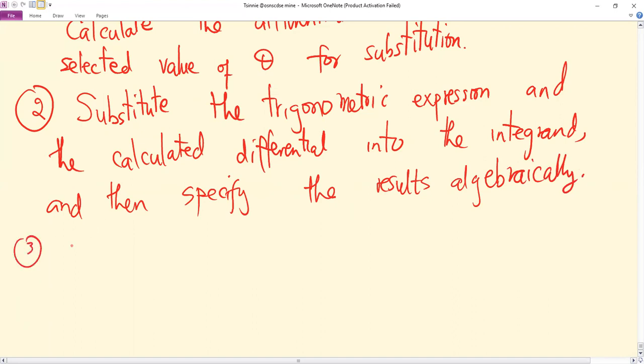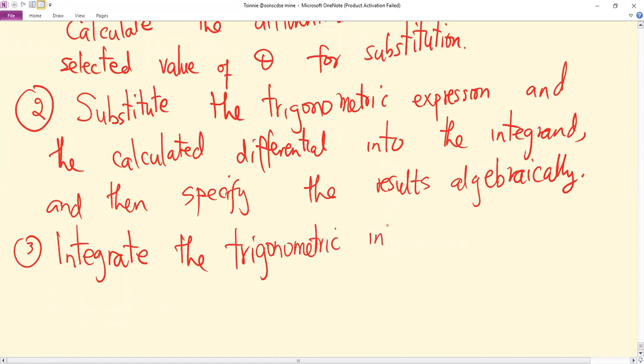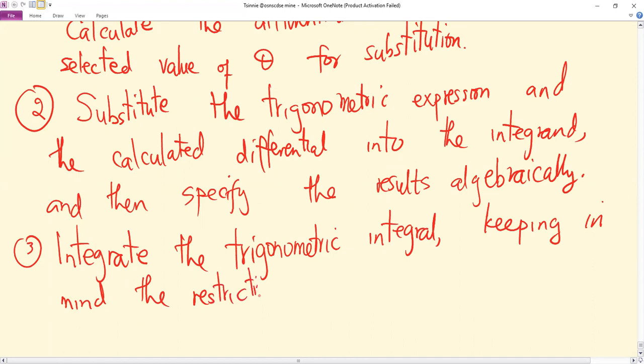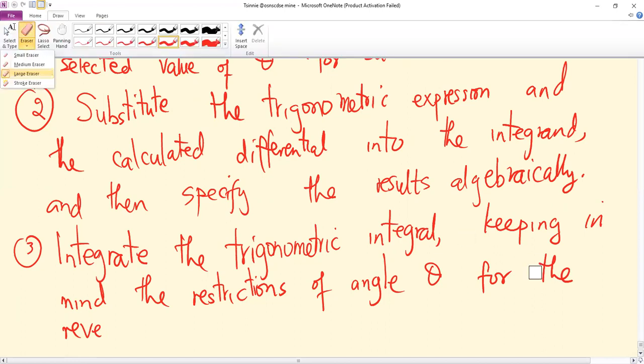Step number 3, integrate the trigonometric integral, keeping in mind the restrictions of angle theta for the variable, simply for reversibility.